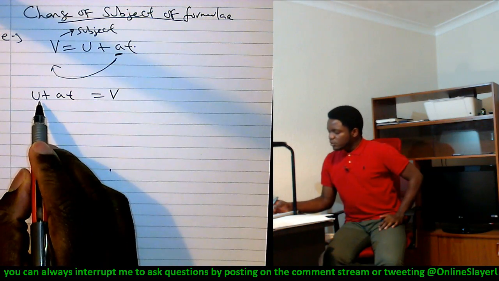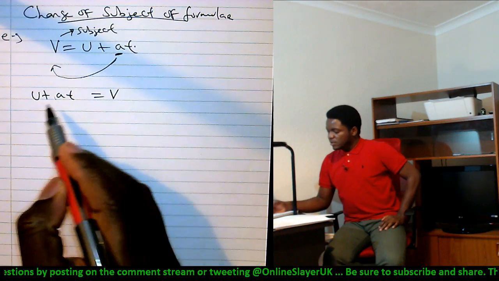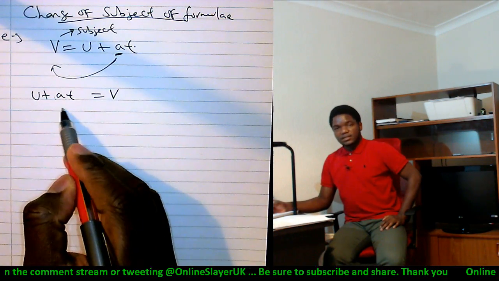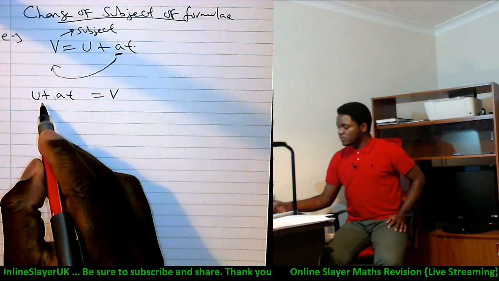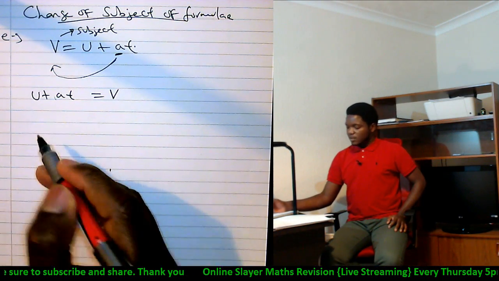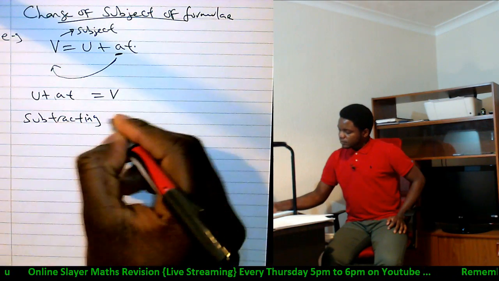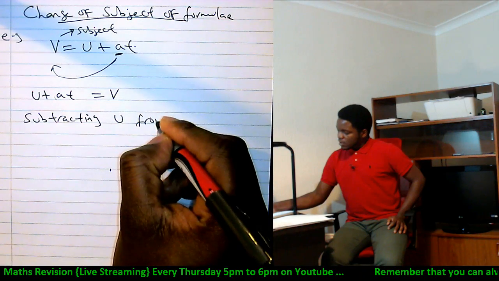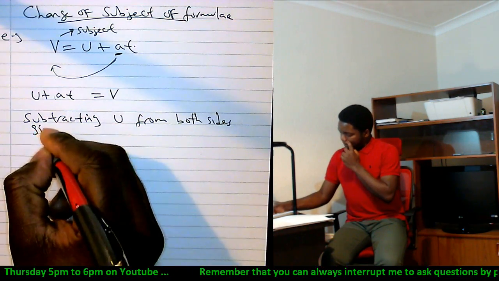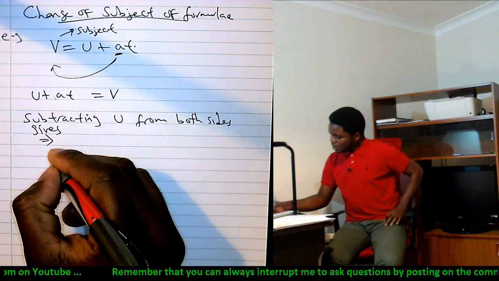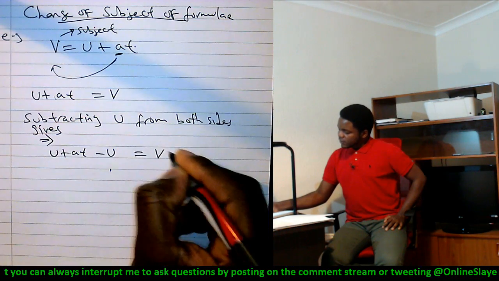What's u doing to this term? Because you take away the loose terms first. u is an addition to this term. So the opposite of addition is subtraction. So you're going to subtract u from both sides. Subtracting u from both sides gives us u plus at minus u equals v minus u.